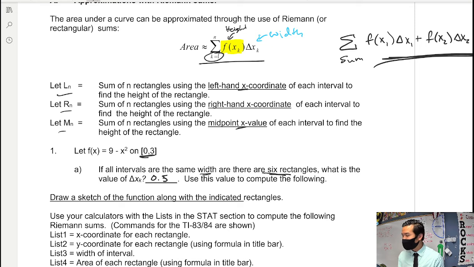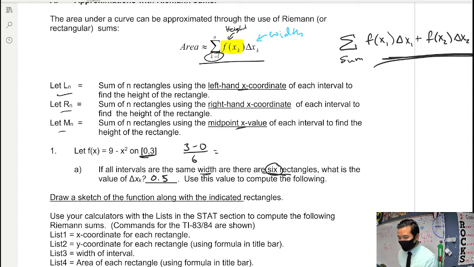It's the distance for the interval. So what's the distance? We just subtract the end point from the beginning point, and then divide by the number of rectangles. So that's all we got to do to get that, right?